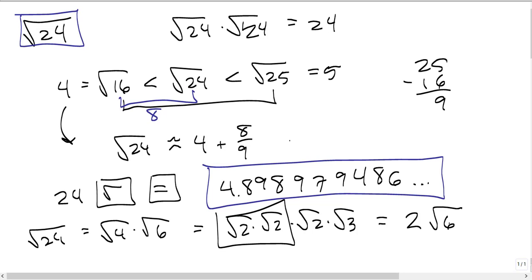So what we're saying is the number that squares to be 24 is twice as big as the number that squares to be 6. Interesting. Hopefully that helps get you through the homework.